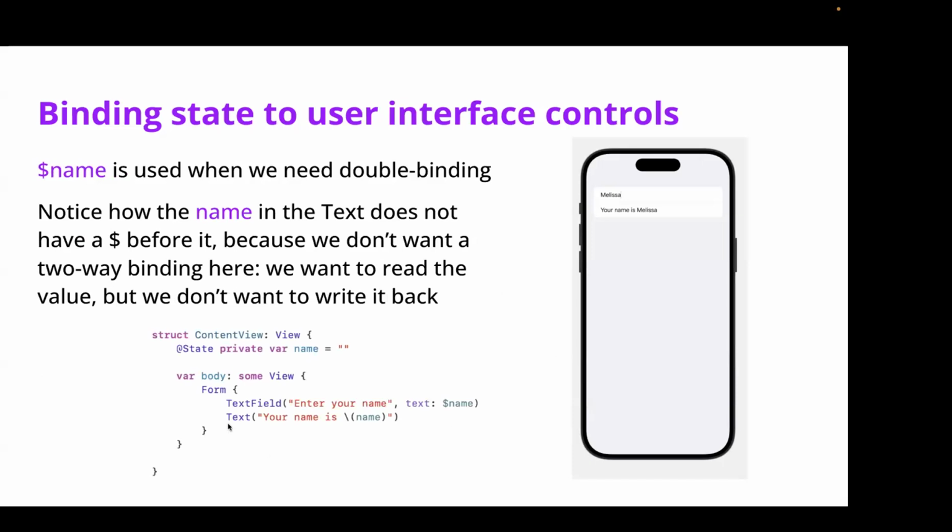If we look at this code down here, we see that in TextField "Enter your name", the text item is $name, which means we want to write back to the name variable. But notice that in the Text, "Your name is", name is a normal variable because we only want to read from name. We do not want to add or change anything to name in the text field or in the text.